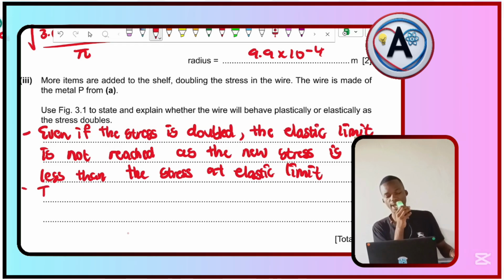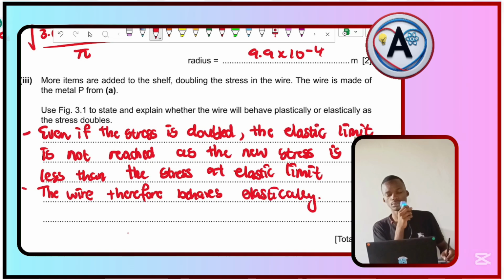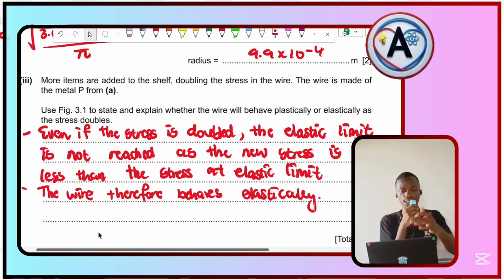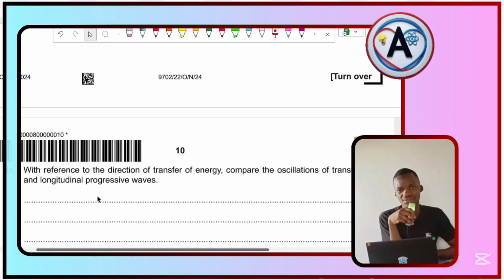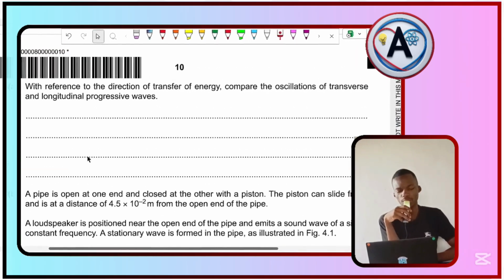So I can therefore say the wire therefore behaves elastically. In that whole process, the wire would therefore just behave elastically. Does that make sense? I hope it makes sense.